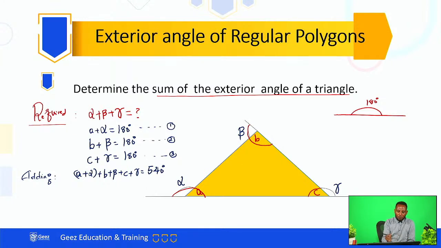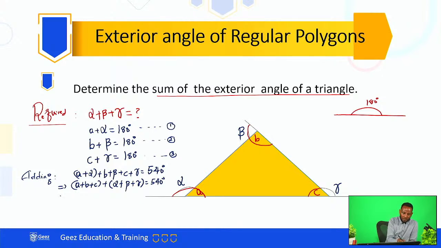That's simple. So let me collect the sum of the measure of exterior angles and the sum of the measure of interior angles, just similar letters in this case. So let me say A plus B plus C on one side plus alpha plus beta plus gamma on the other side, and the sum is 540 degrees.